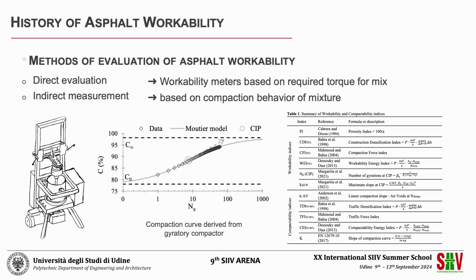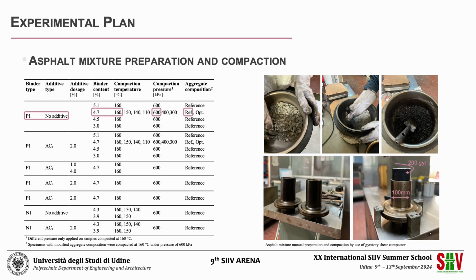In another study by Margaritis, they used the Moutier model and they found the compaction inflection point. They considered the slope and the number of gyrations to reach this point as two parameters which can be correlated to the workability. In our experimental plan, we considered a systematic variation in the components and conditions that may affect the compaction of the mixture.